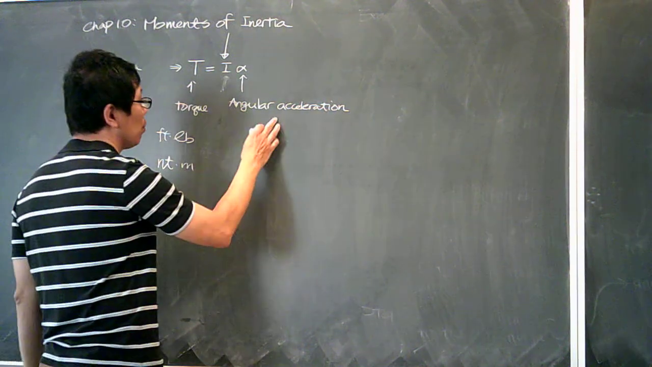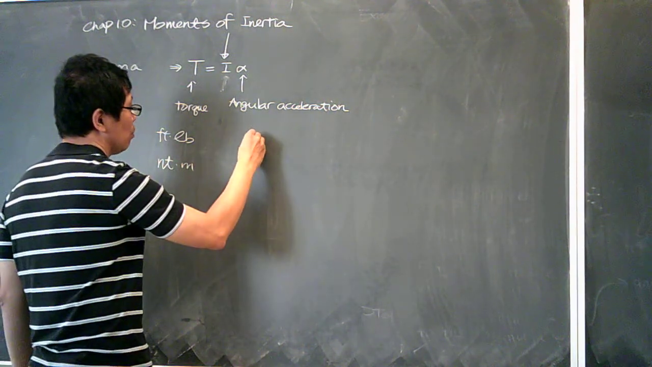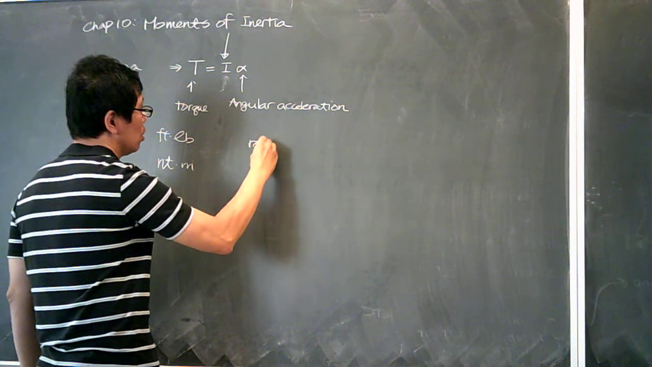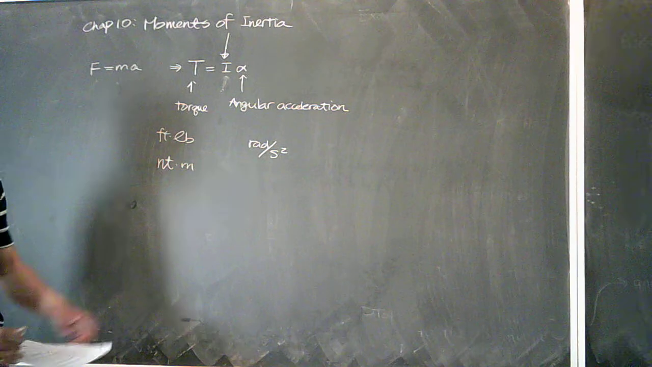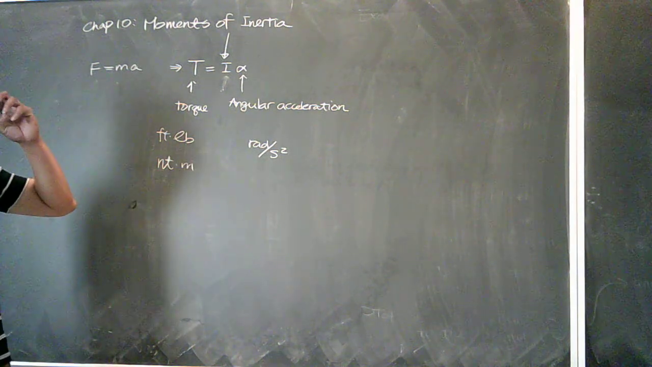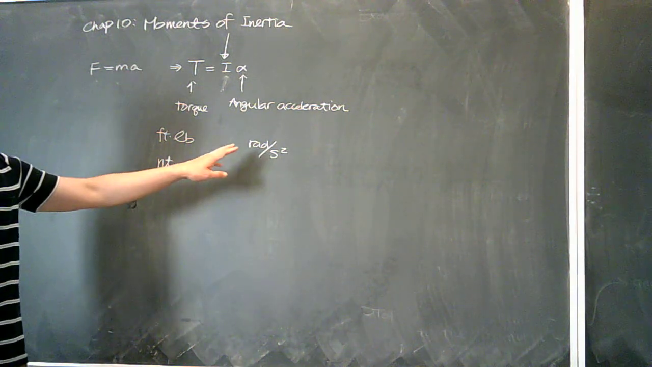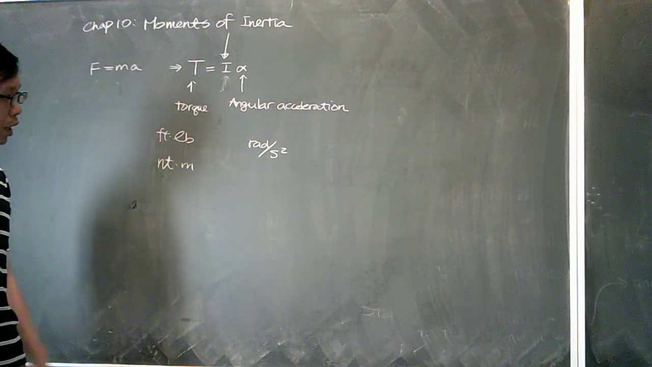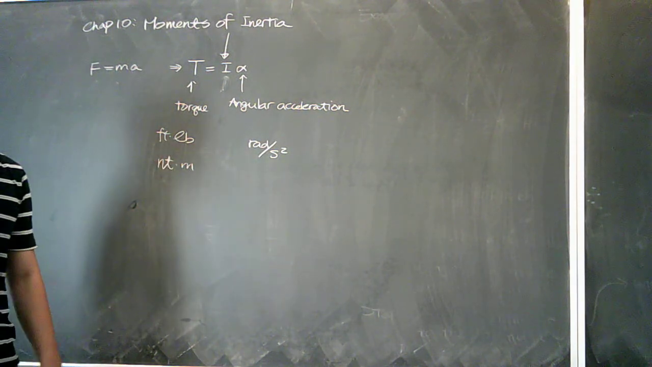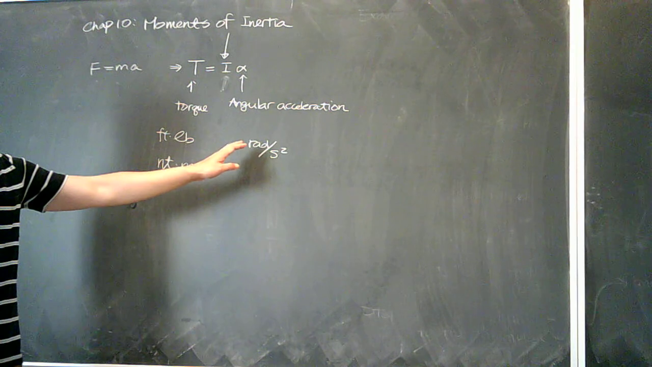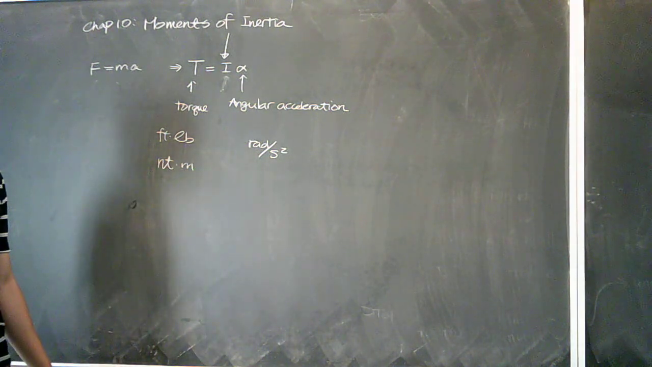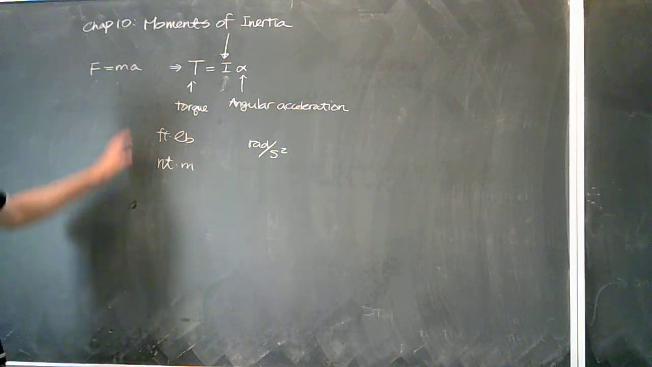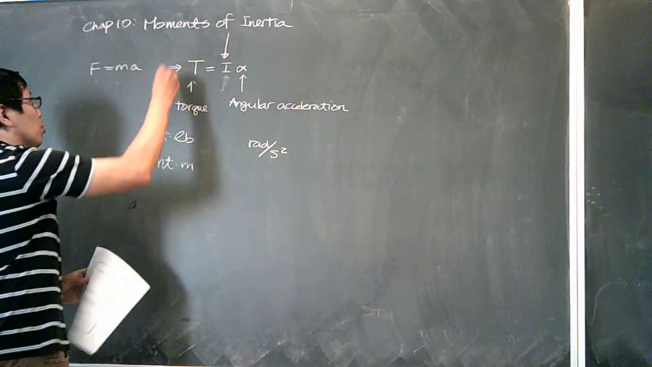And when we are talking about angular acceleration, it's going to be radians over second squared. We're not going to use degrees or any other unit for angular movement. It's always radians. So keep this in mind: when you see an angle like degrees, you always need to convert that into radians. And other than that, those two are actually equivalent.